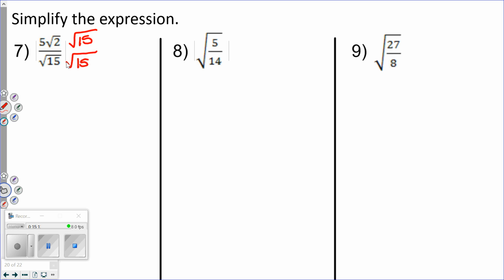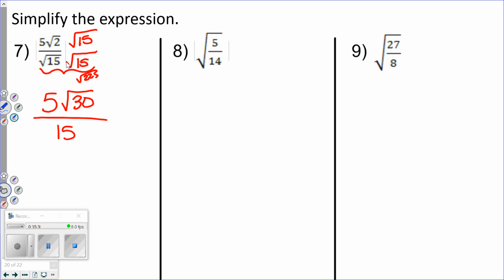So 5 radical 2 times radical 15 is what? 5 radical 30 over 15. Because again, this will give you radical 225, which is then just 15. Okay, and then last step is simplify again if you can. Can I simplify that again? Good, it would be 1 over 3.